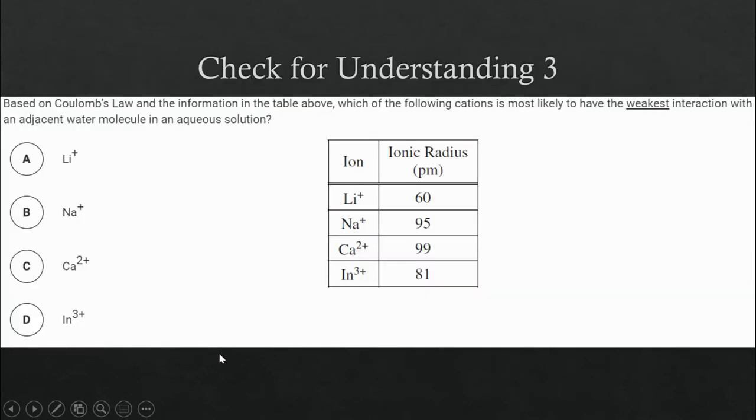So based on Coulomb's law and the information in the table above, or below in this case, which of the following cations is most likely to have the weakest interaction with an adjacent water molecule in an aqueous solution?